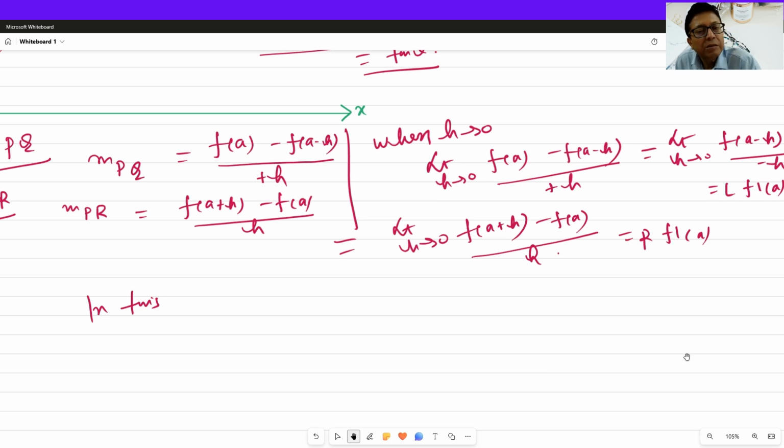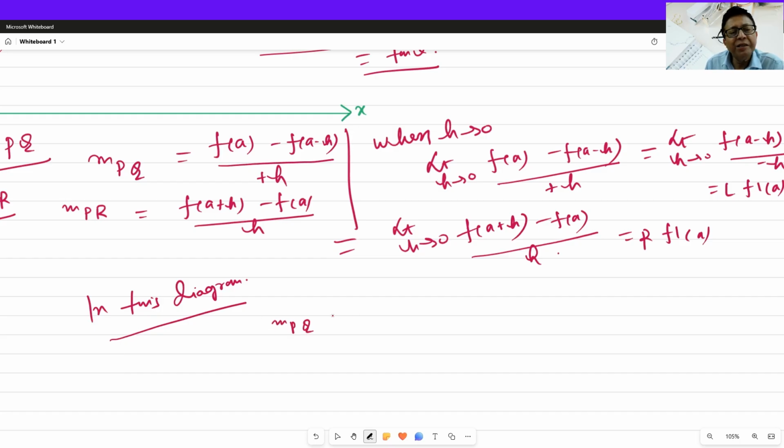So in this diagram, I have given MPQ, the slope of PQ. If they are equal by any method, MPR, if they are equal, then that is going to be the slope of the tangent at that point, tan theta. You can see the diagram.